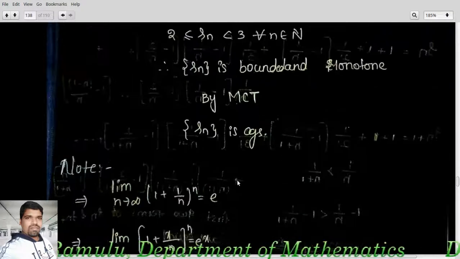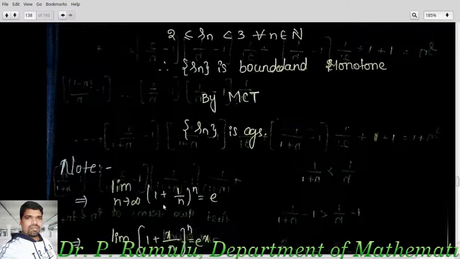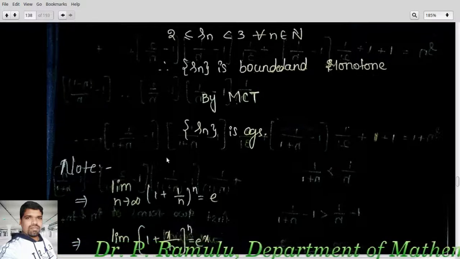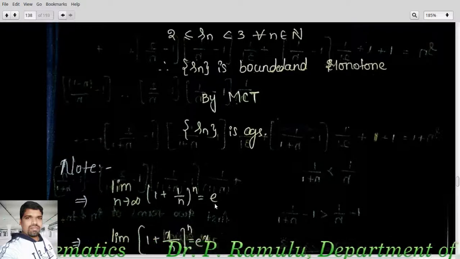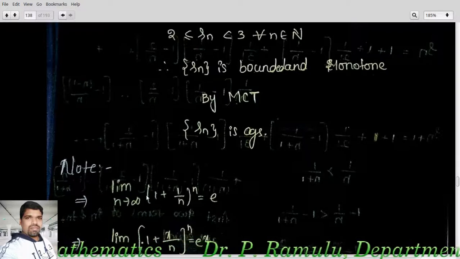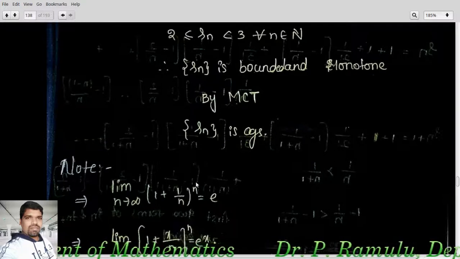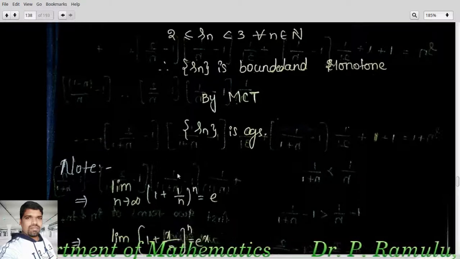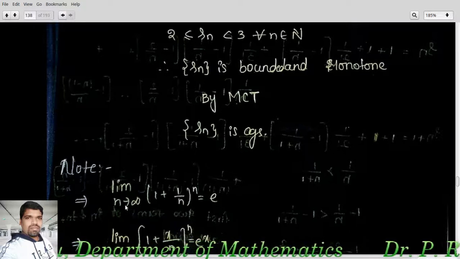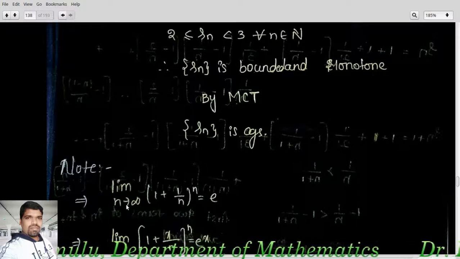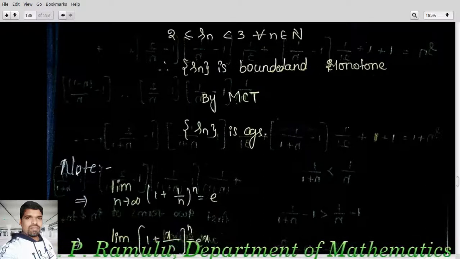There we showed that the limit of (1 plus 1 by n) as x tends to 0, (1 plus x) whole power 1 by x, equals e. Similarly, it is the same problem; in place of x, we have 1 by x. In place of 1 by n, we have x tending to 0. Simply, 1 by n tends to 0, it looks the same, right? So in place of x, substitute n. Then 1 by x tends to 0, again x to 1 by x, so that is also equal to e.